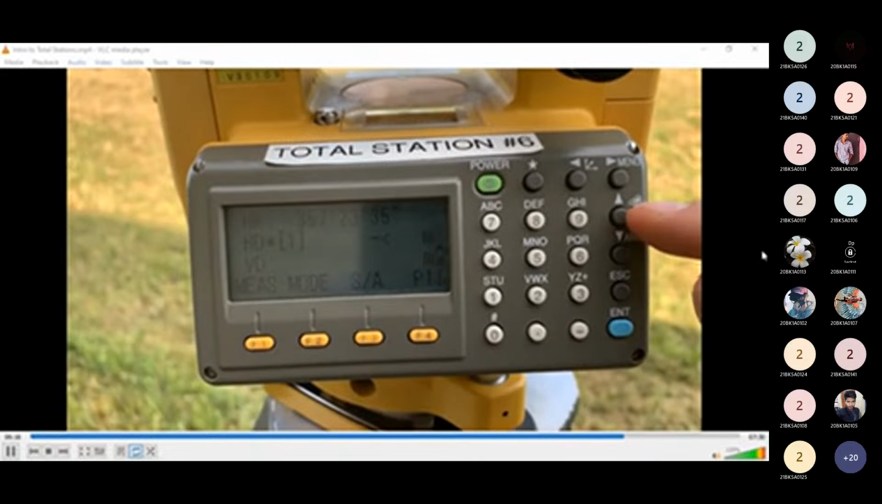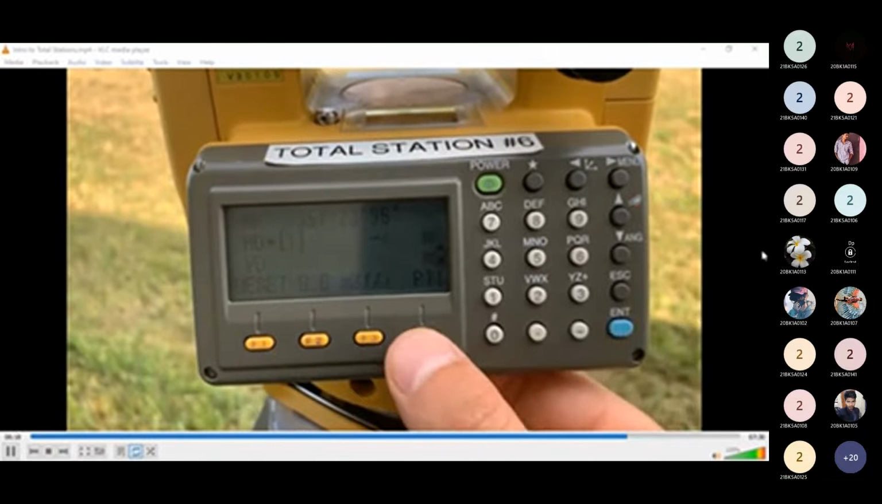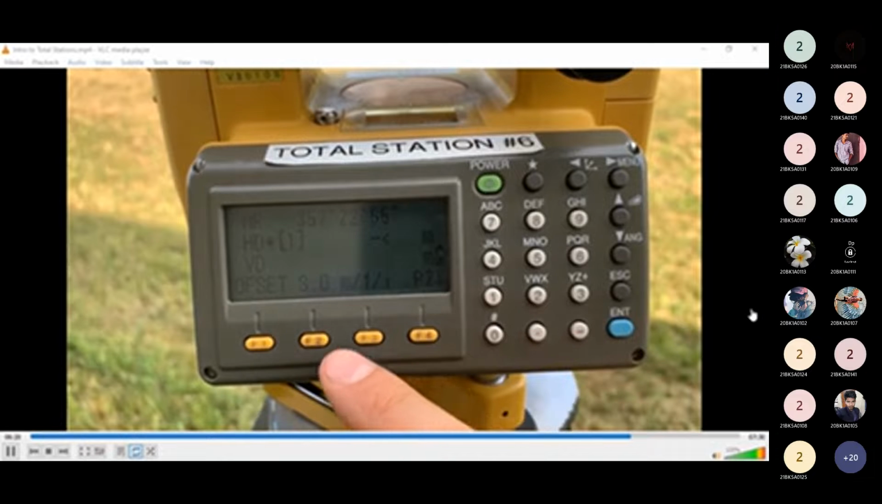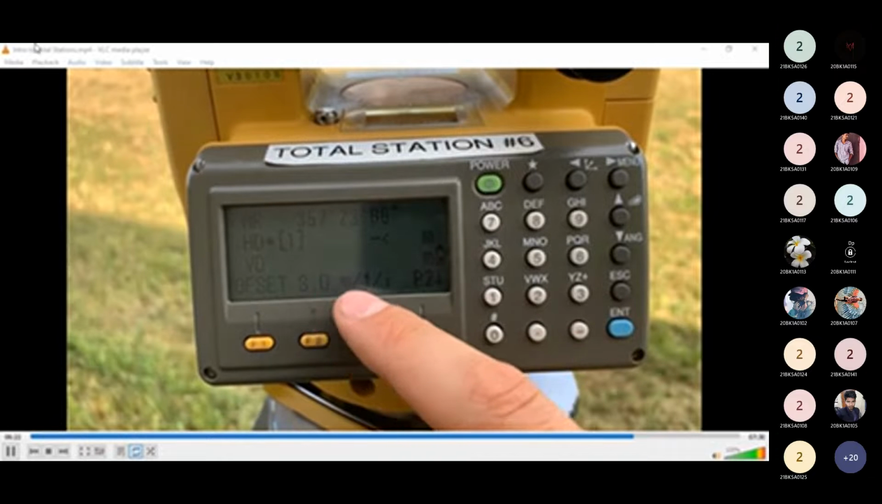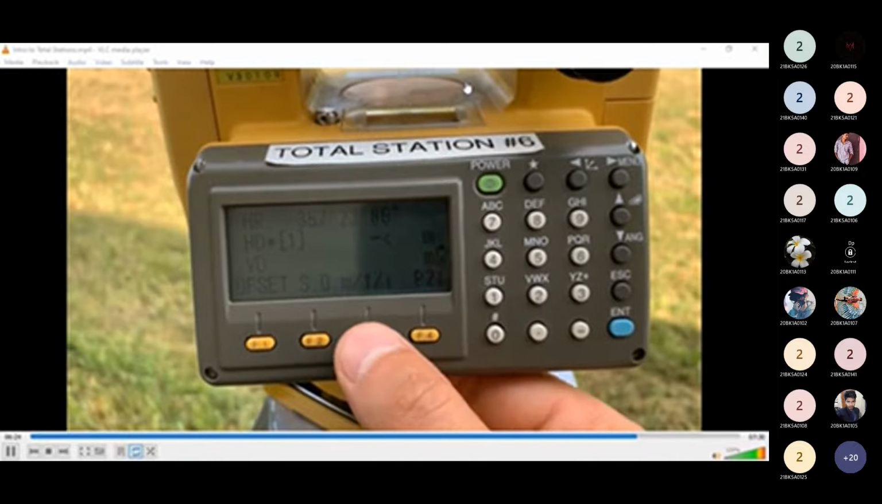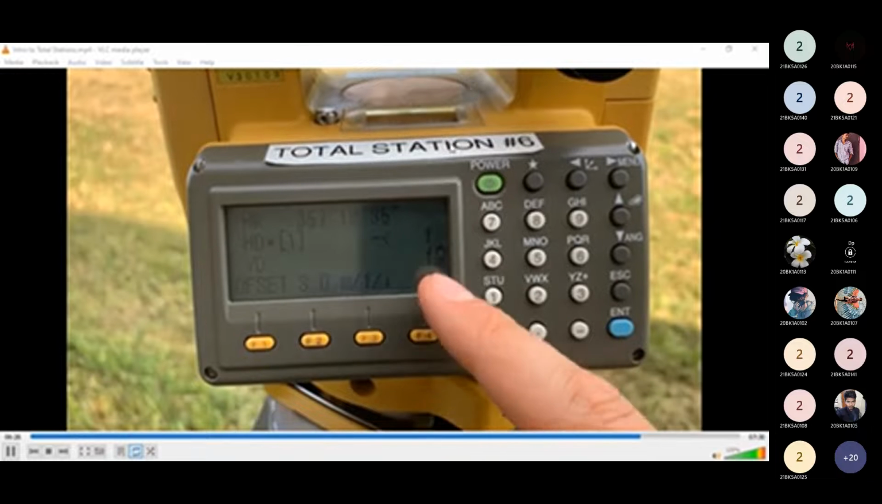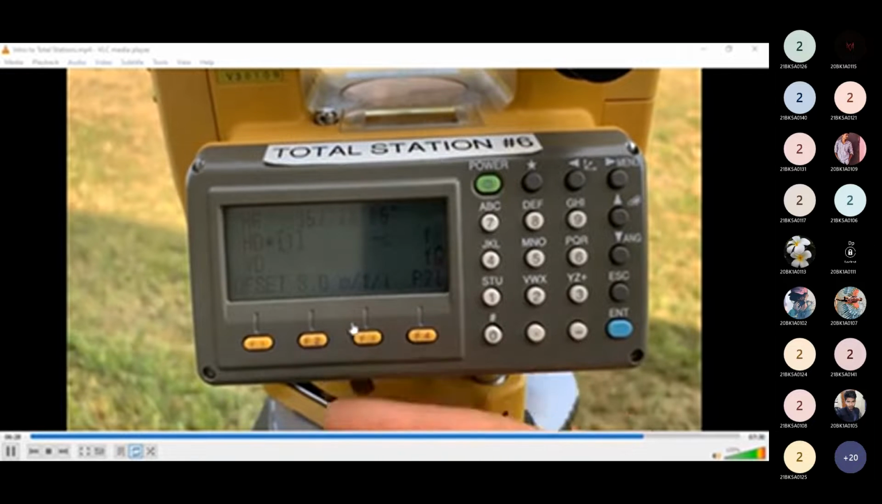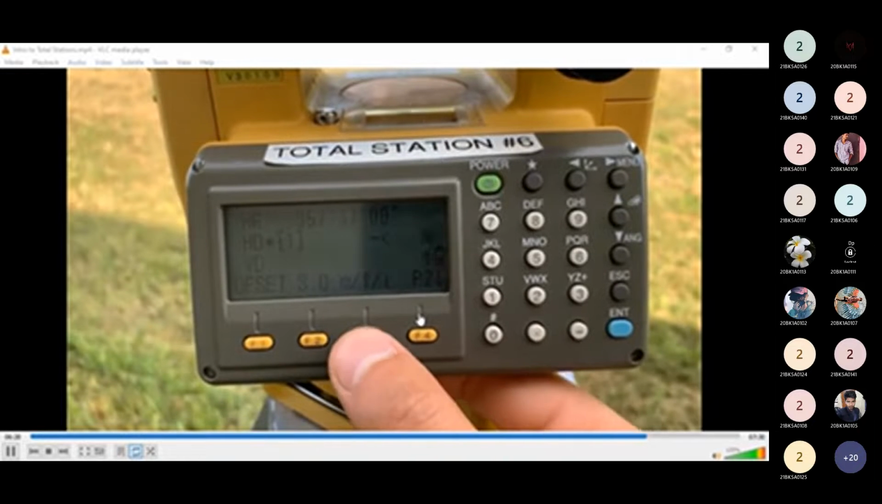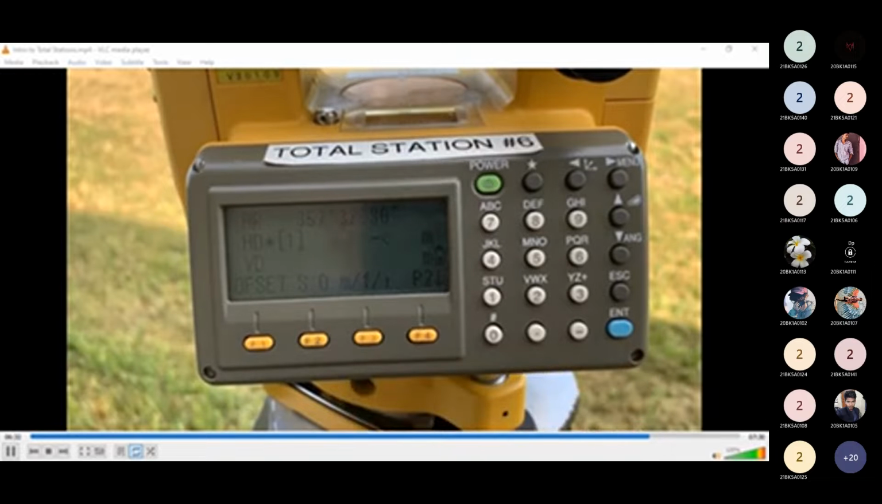So if we go to our distance measurement mode, we can push P1 to get to P2. And for F3, we see we have meters, feet, and inches. So we can change to feet. You can see that changes to F, change to inches, and back to meters.